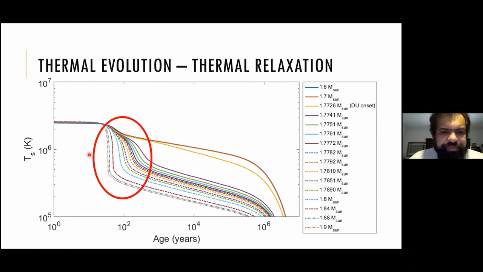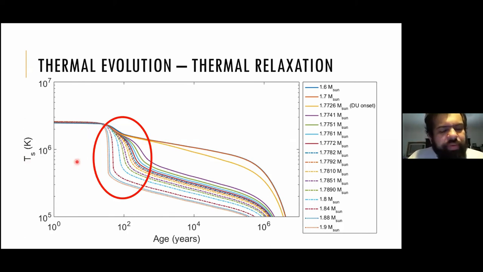If you look at this, this is a well-known property of cooling. Around 100 years, a little bit more, a little bit less, you always get a knee. It's softer for relatively low mass stars, and stiffer for high mass. This knee is the thermal relaxation time, basically the coupling between the core and the crust. It's when the inside of the star becomes isothermal or almost isothermal.